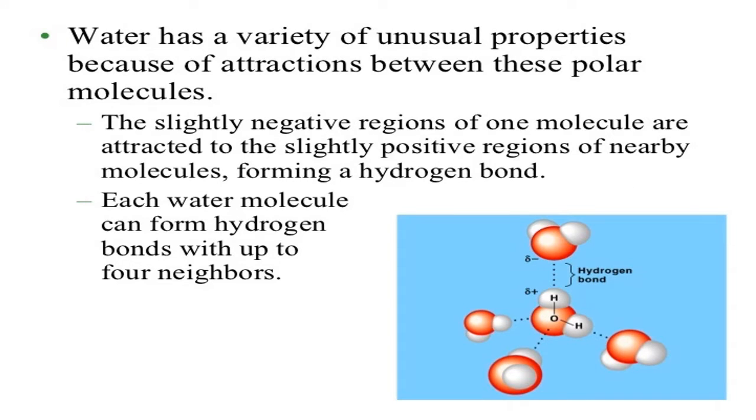So water has a variety of unusual properties because of attractions between these polar molecules. The slightly negative regions of one molecule are attracted to the slightly positive regions of nearby molecules, forming a hydrogen bond. Each water molecule can form hydrogen bonds with up to four neighbors, and that's what we see here in the figure.